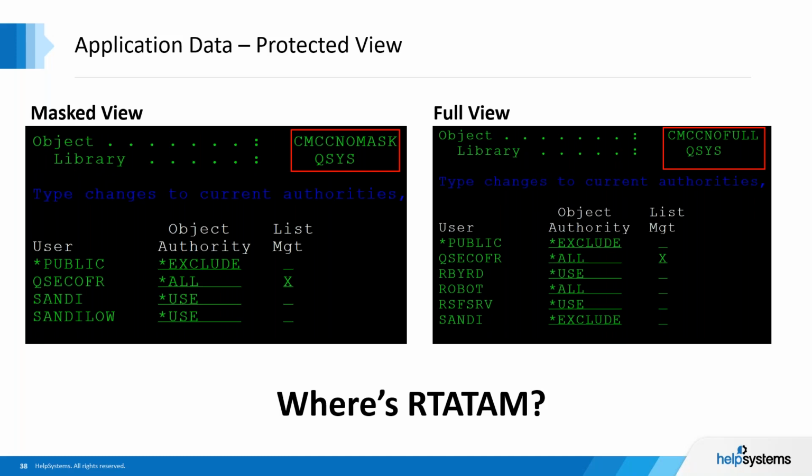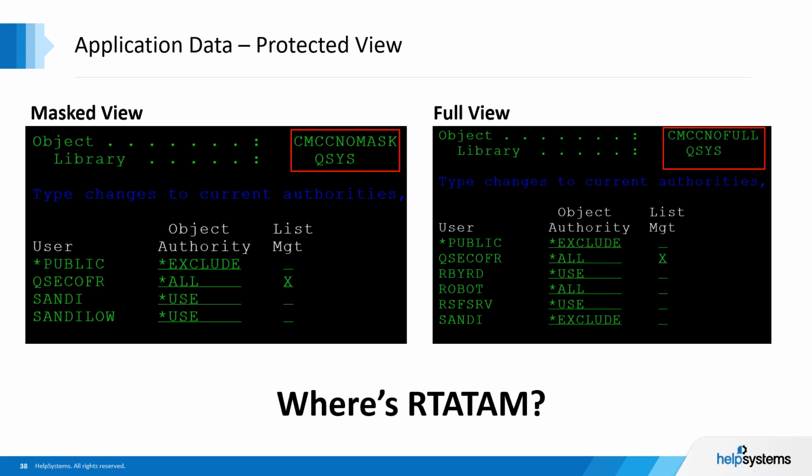Now, the two authorization lists are pulled up here. We have the credit card number mask on the left, and the credit card number full on the right. My profile on this particular system is R. Tatum, and we don't see that profile anywhere in the list. Notice that the public permissions on both lists are set to *EXCLUDE, meaning that if you're not on the list, you are not going to be able to see the data in anything but the protected state.